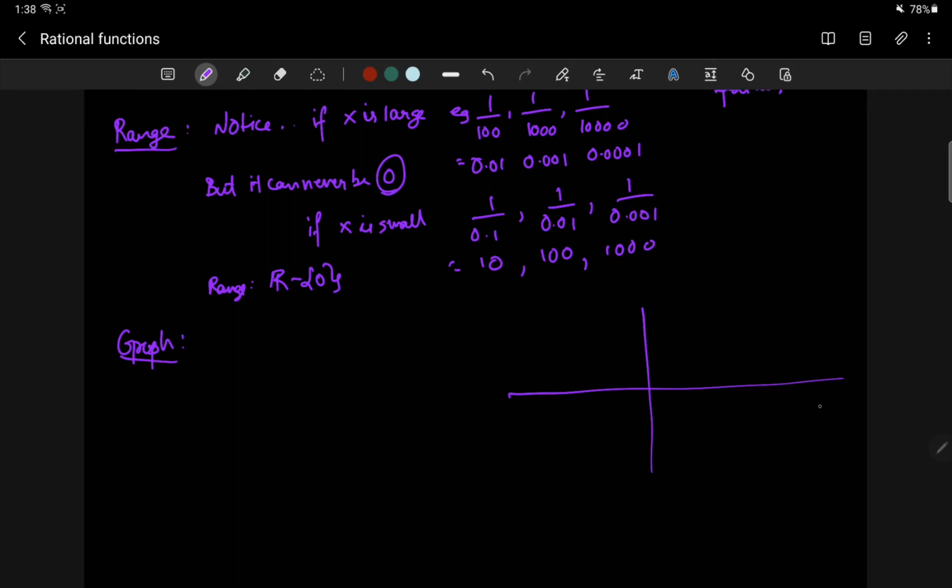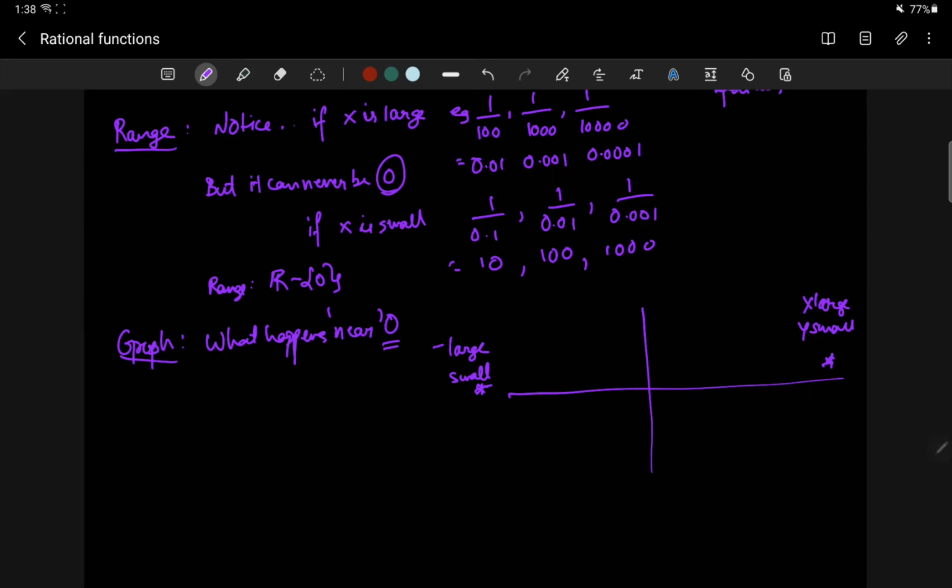We know that when x is large, y is small. So the graph is somewhere here. Similarly, if x is negative and large, then also y is small. It's close to zero. Now, what we do need to understand is what happens near zero. Okay, so it's important that we are not saying what happens at zero, but what happens near zero.